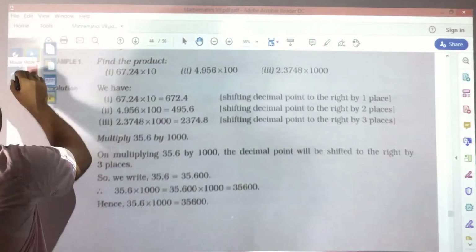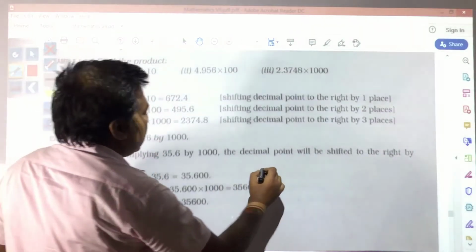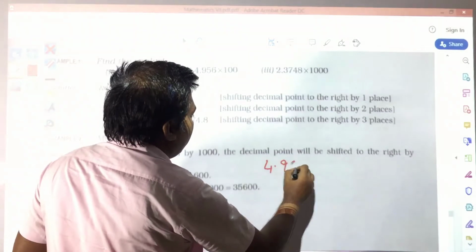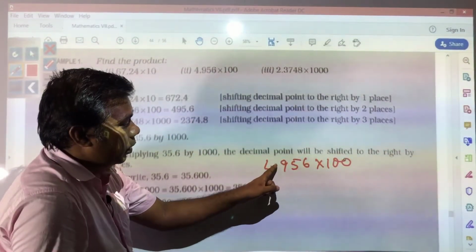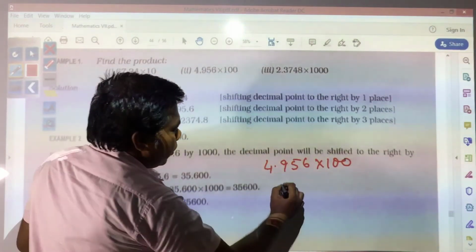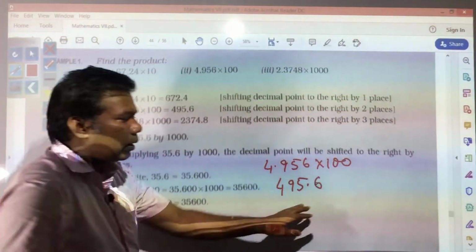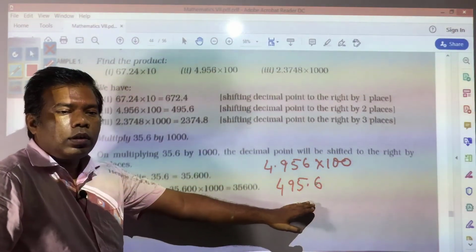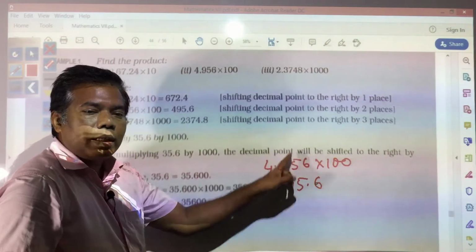Next you see, 4.956 into 100. What will happen? Two places it will shift. So, it will be 495.6. I hope you understood. There are two zeros, so the decimal has been shifted two places to the right.